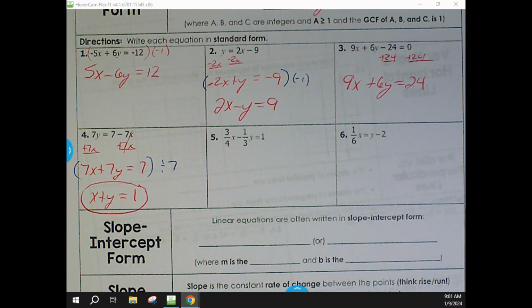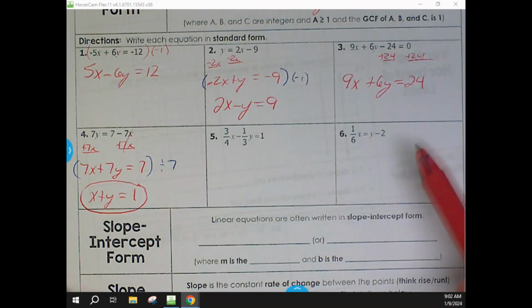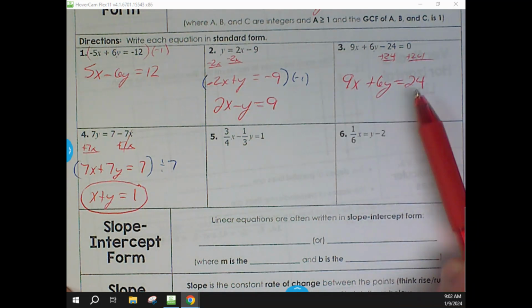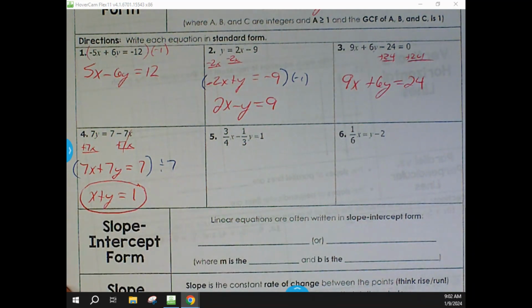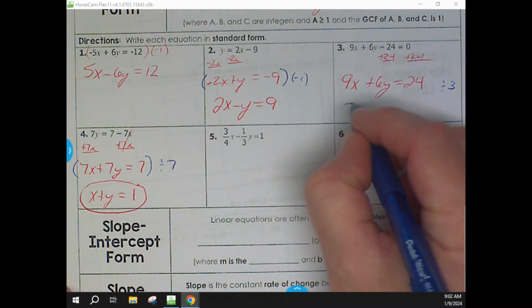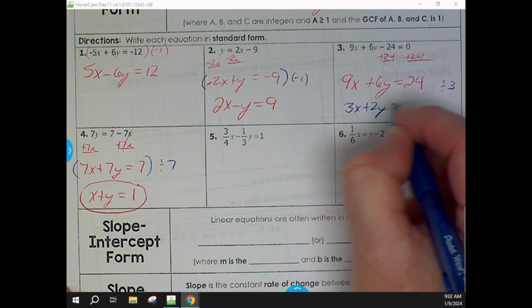So, question? Yes. All right, and you could have even done that back here on number 3, that you've got 9, 6, and 24. You could have taken all of those numbers and divided them all by 3 and made it 3x plus 2y equals 8.